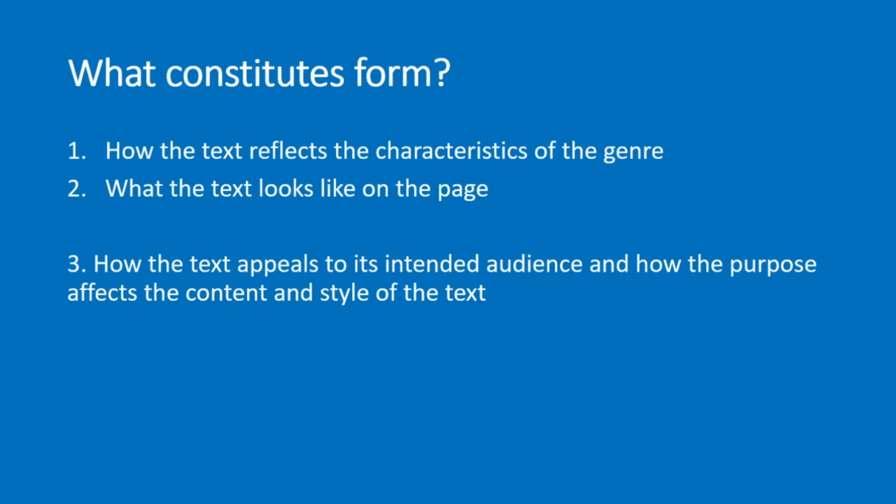The first two are traditional notions of form in writing, and the third aspect is how form is defined by examiners in examiner reports for AS Level 9093. So we want to make sure to cover all of these. Let's first look at the first aspect, how the text reflects the characteristics of the genre.